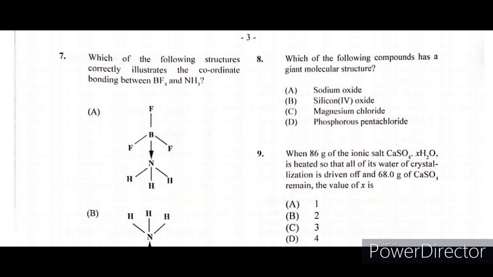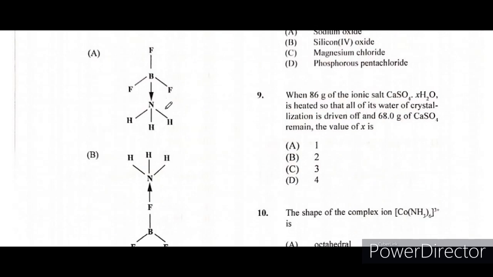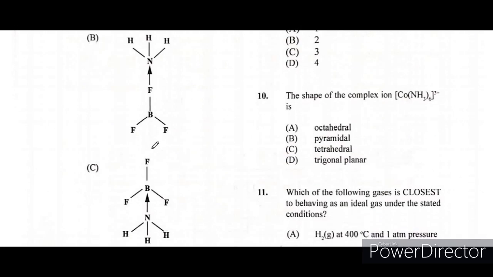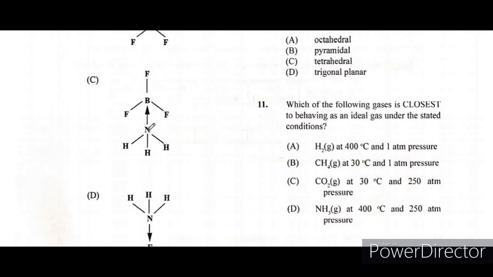Now, seeing that the nitrogen would be the one with the lone pair of electrons to donate or share, the arrow would have to point from the nitrogen to the boron. So let's look for that. Here we go. Here we have the nitrogen pointing to the boron. So this would best show us the coordinate or dative covalent bond between those two compounds. So number 7 is C.